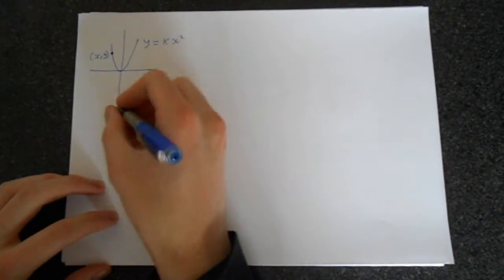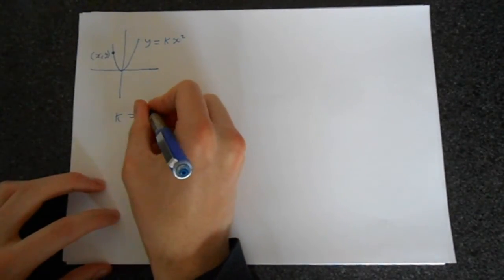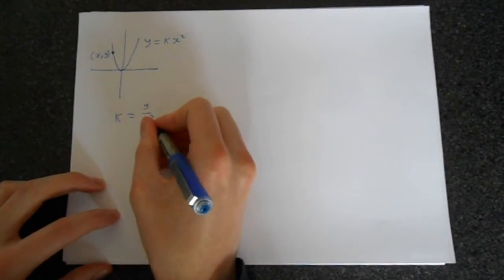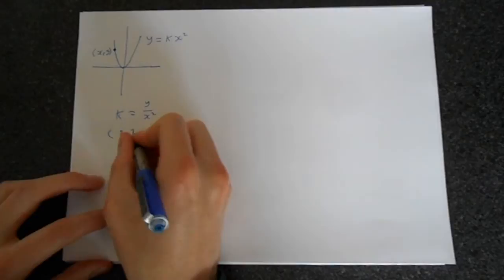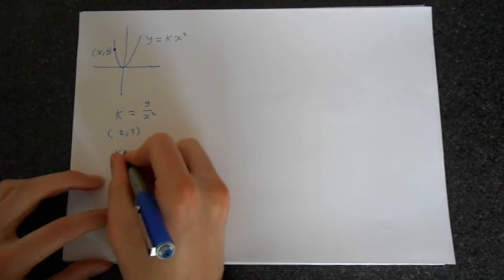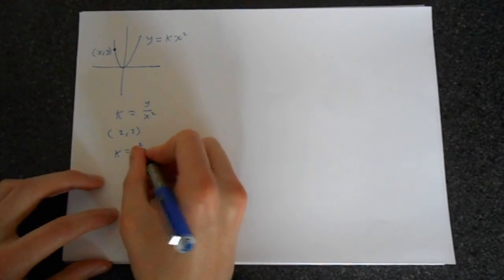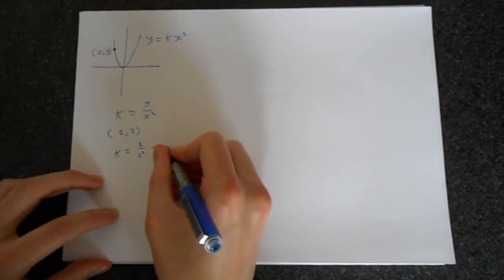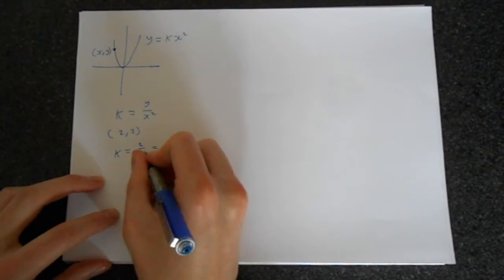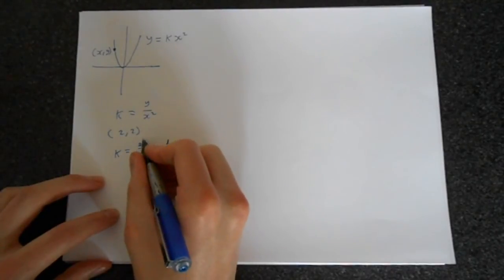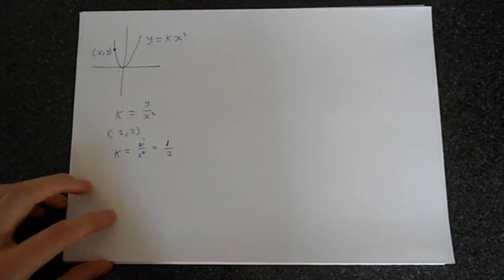You can say that, well, k equals y over x squared. So if you were given a point, let's say the point 2, 2, you can quite easily find k. You can just say that k is 2 over 2 squared, which is, of course, 1/2. See, the squared cancels, the 2 cancels, so you get 1 there, so you get 1/2.